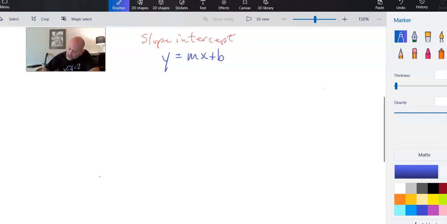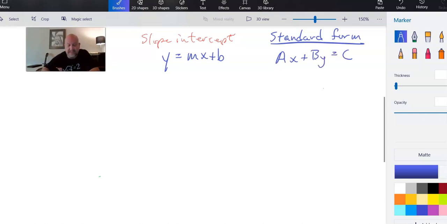Then the other form is called standard form. And standard form is kind of peculiar. It looks like this: ax plus by equals c. And there's this really weird rule, that A, B, and C are not fractions. So later on, we'll talk about how to switch between these 2 forms.